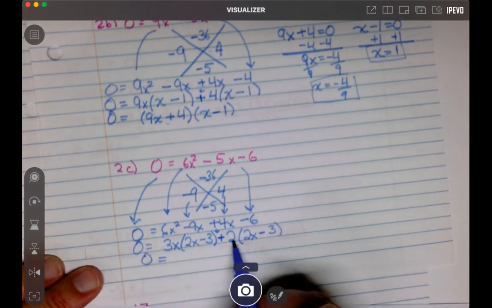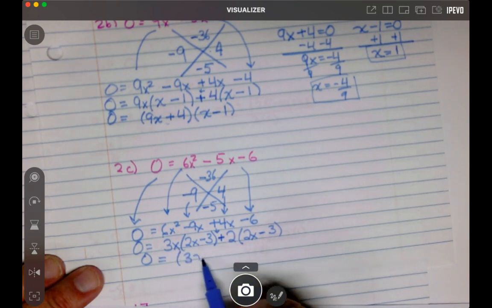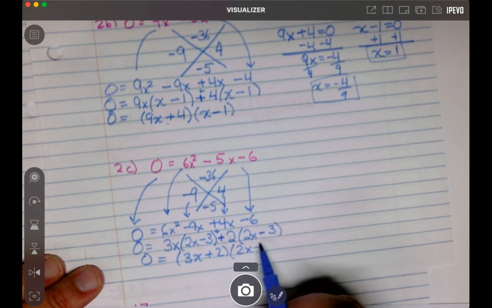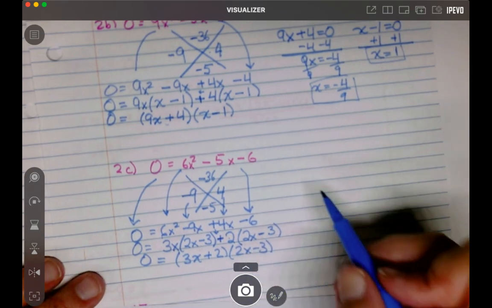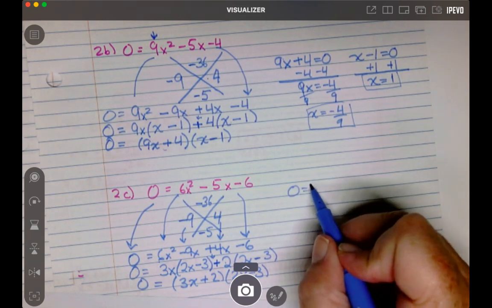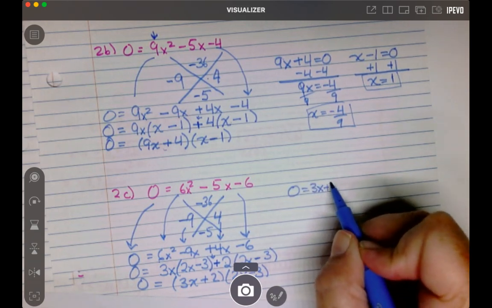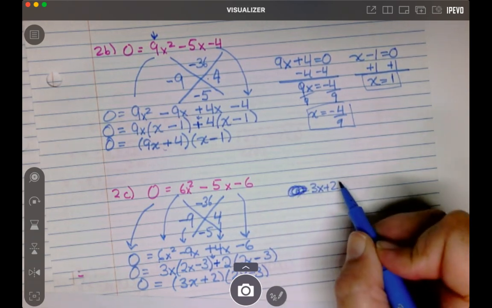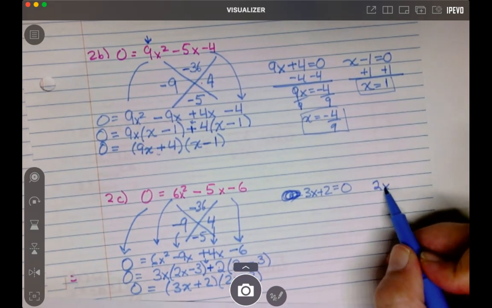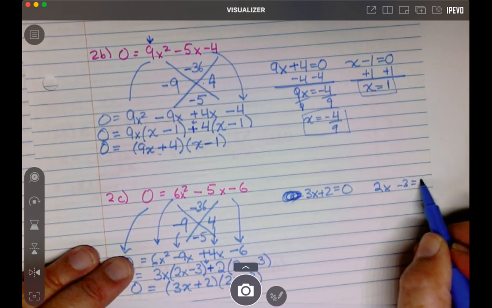Then I take the 3x plus 2 and give it its own binomial. I took that 3x and that 2. And then I take the 2x minus 3. That's already in the binomials, and I use that. Then I'm going to set each of these factors equal to 0. I get 0 equals 3x plus 2. Actually, I'm going to rewrite that. Most people like the 0 on that side, so I'll do it like that. And 2x minus 3 equals 0.